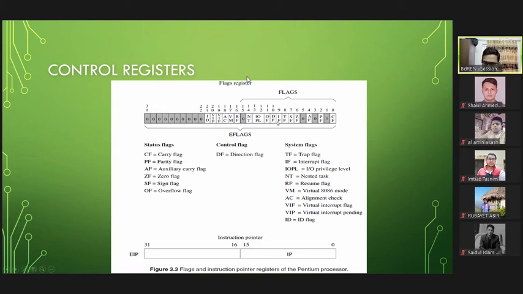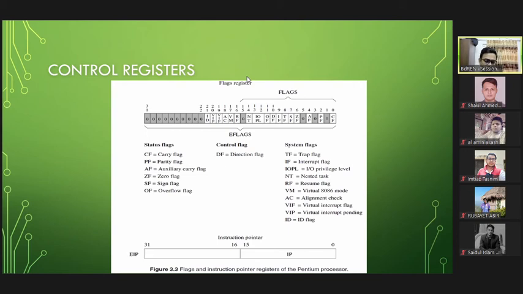So we have this flag register. We have another type of register which is called the instruction pointer. Same. IP means instruction pointer. Why do we use it? Instruction pointer, we use it to track the location of the next instruction which needs to be executed.